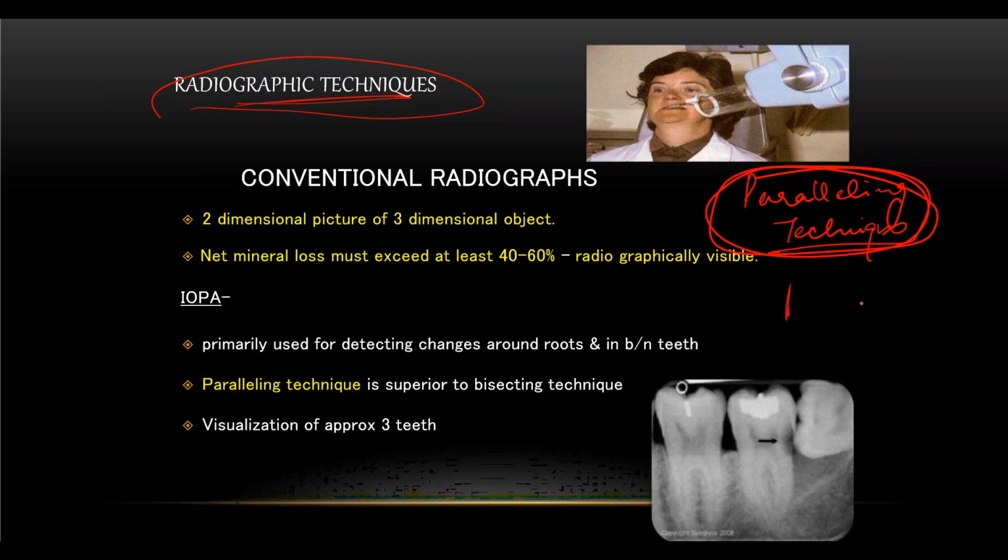When the X-ray film is placed parallel to the tooth... Ma'am, when the cone of the tube is parallel to the film that we have placed in front of the tooth, they both are parallel. Very good. Then how can that be achieved?